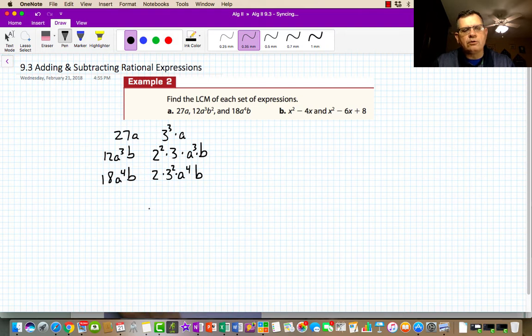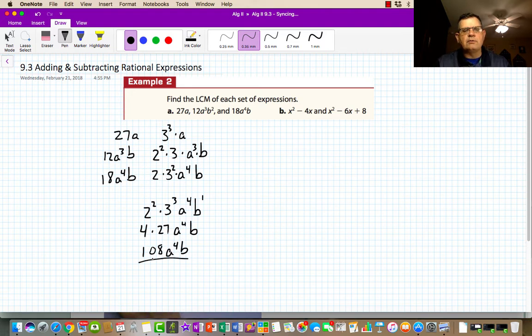And so for the lowest common multiple, we look at the 2, the 2 squared, and 2 to the 0, which means we've got to take the highest one, which is 2 squared. Now we have 3 cubed, 3, and 3 squared, so we take 3 cubed, the highest exponent. a cubed, a to the 4th, we take a to the 4th. We have b to the 0, b to the 1, b to the 1, it's b to the 1. So this is going to be 4 times 27 times a to the 4th b. That's going to be 108a to the 4th b, and that's the lowest common multiple of all three of these.